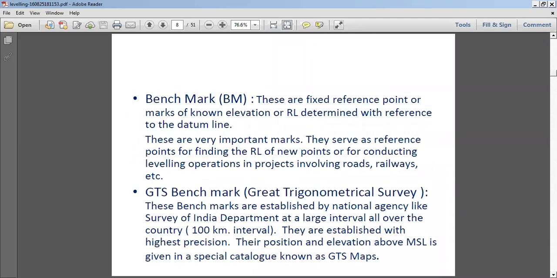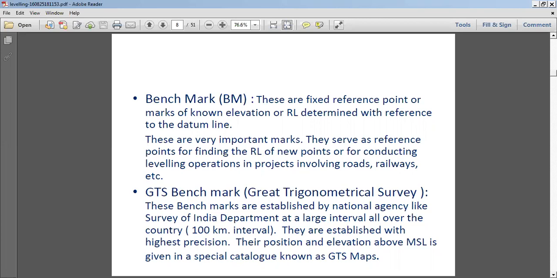So next is the benchmark. These are fixed reference points from where we will find the reduced level, or RL, of different points where we are going to start the work. So these are the fixed points. You can also say they are reference points to find the relative position of any points which are present on the Earth surface. We are using these benchmarks.